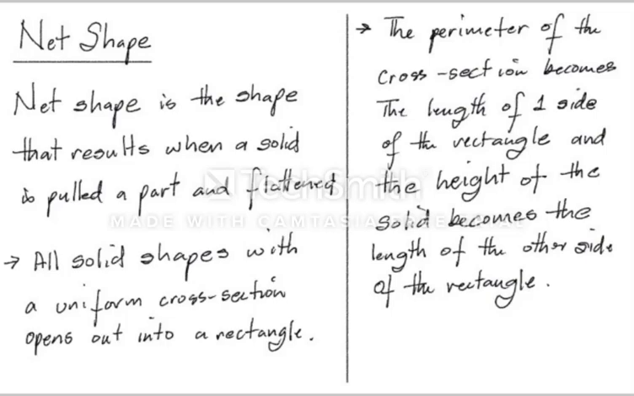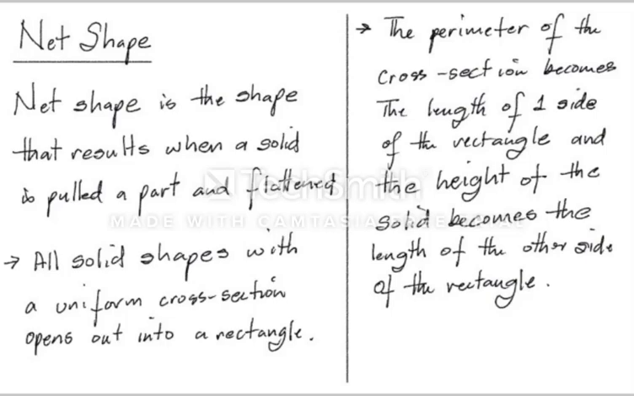So let's begin. I'll start off by saying to you that a net shape is the shape that results when a solid is pulled apart and flattened. So if you have, let's say, a hollow solid, for example, like a tin can, that's a solid shape and it's hollow. The shape that results when this shape is pulled apart and flattened out is called the net shape. Remember, we're looking at solid shapes with a uniform cross section.